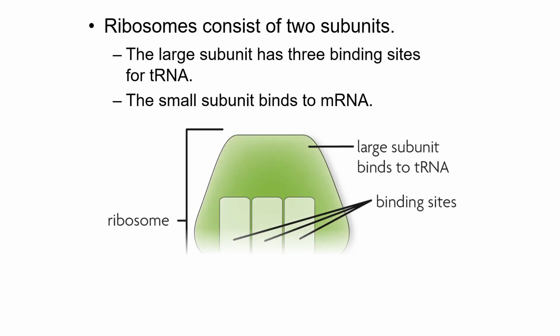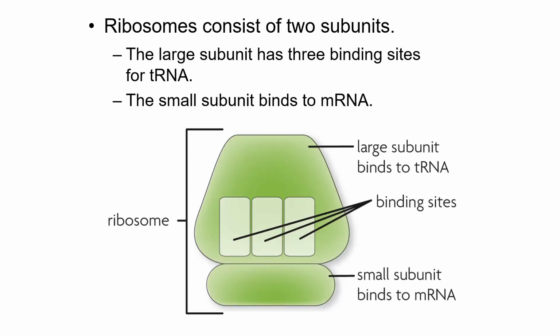So ribosomes have 2 subunits. So here you would get your mRNA. So here would be your AUG. Here you would get your binding sites with your anticodon, so UAC. And then this is where the amino acid would link in here with the tRNA.